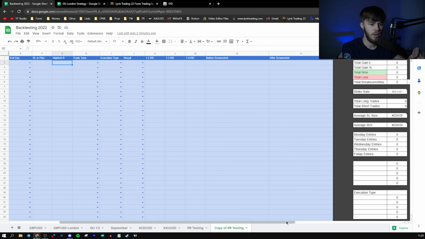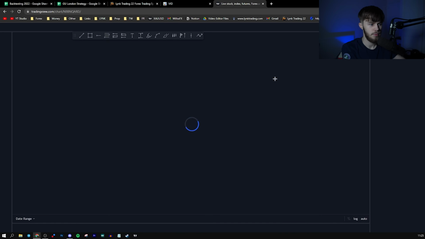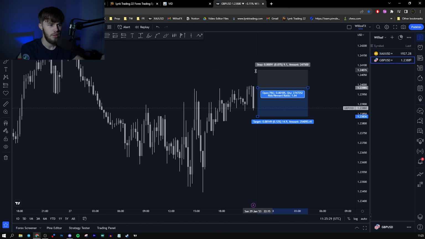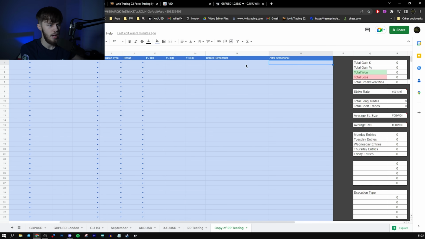So moving across here, you can see that we have the before screenshot and the after screenshot. And this is just for your TradingView. So if you're on TradingView, if I just show you, we have the GU chart here. And let's say you had a setup you were going to take here. So you have your stop loss, you have your take profit. You go up to the little camera icon, copy link to the chart image, then you go back and you simply paste it in.